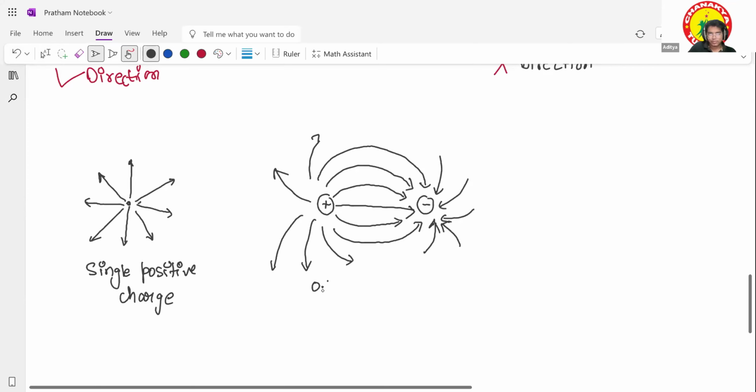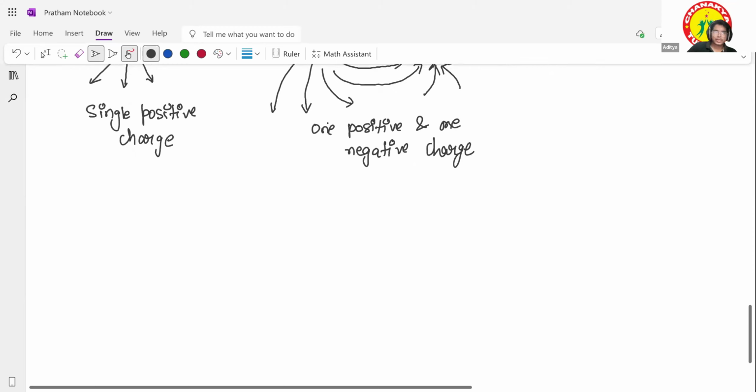So one positive and one negative charge. Is that fine? Let's take two equal positive, two positive charges. We are not saying whether they are equal or not. So this is also positive. This is also positive. Now, if you see carefully, both are positive. Both want to go outside. It means they will be in some conflict like this.